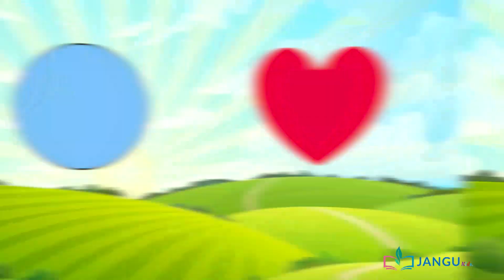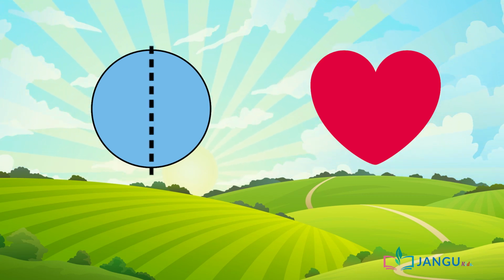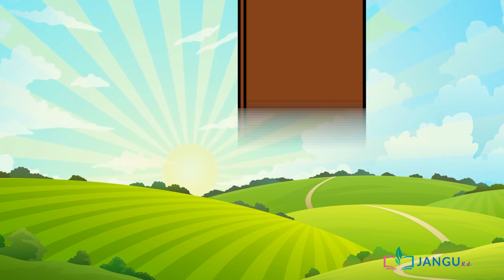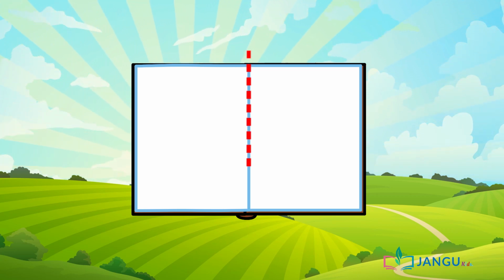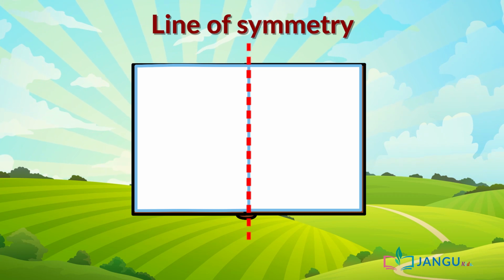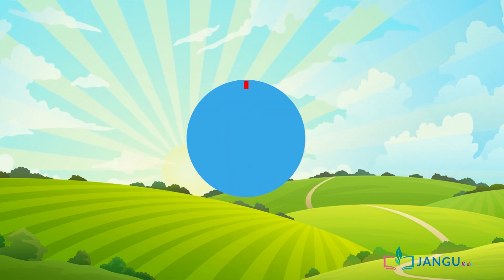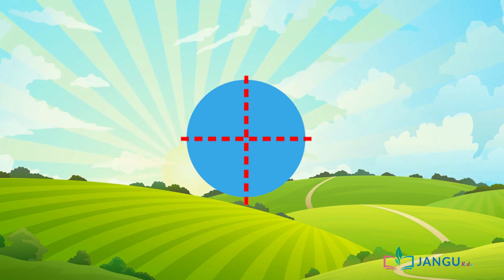Let's begin. In math, an object or shape has symmetry if a line can be drawn on it to show that both sides of the shape are exactly the same. When an object or shape has symmetry, we say it's symmetrical. The line drawn through the shape is called a line of symmetry. You can have more than one line of symmetry on an object as long as all parts of the object are the same.